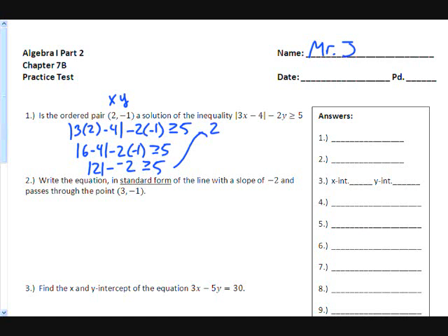And now I'm going to change this to adding the opposite, because that's what subtracting a negative is. So that's a plus 2. And I want to know if that's greater than a 5. So it's 4 is greater than or equal to a 5, which is absolutely ridiculous. That is not true at all. So the answer here is no. Okay, it's not a solution.